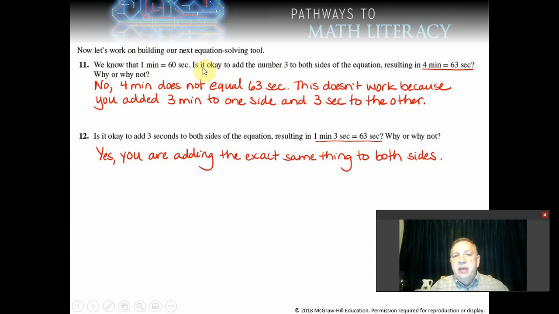And then I would be adding minutes over here, so I really need to have the 60 seconds over there. So I have to be very careful when I'm adding, subtracting, multiplying, dividing to make sure my units are working together.